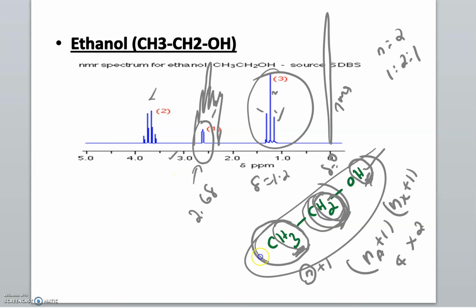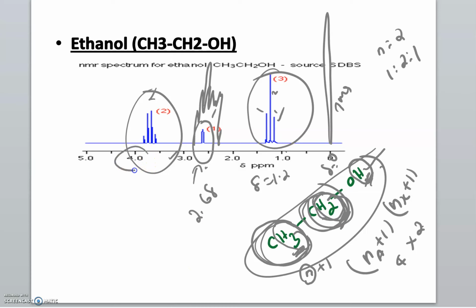This is split by both the CH3 group and the OH group. And this is at a higher delta value because this CH2 is bonded to electronegative oxygen. Therefore, it is less shielded, therefore delta becomes higher. This CH3 group is more shielded, so delta is small. And this is the line for the OH hydrogen. It is split into a triplet by the CH2 group.